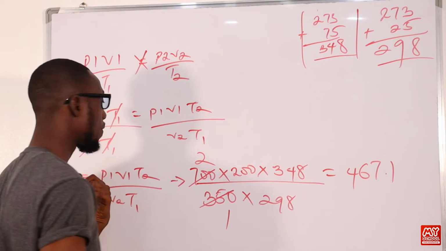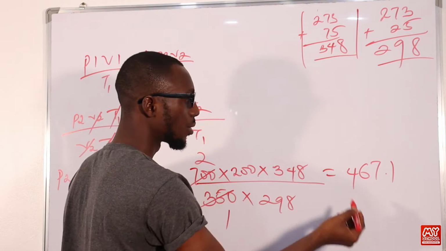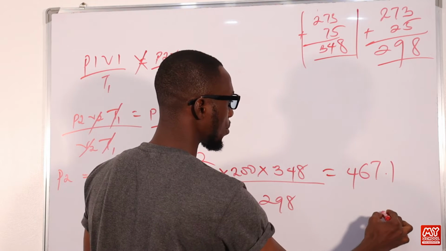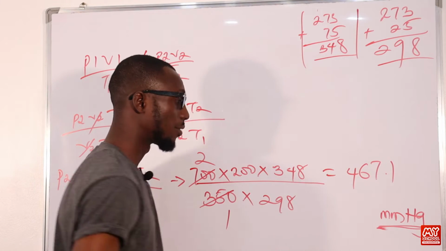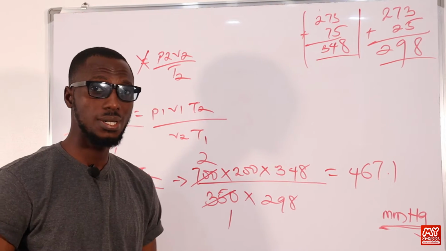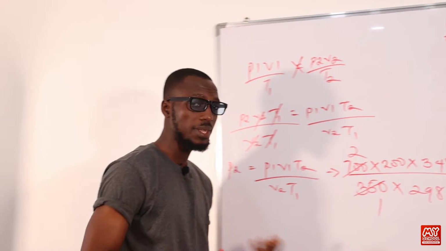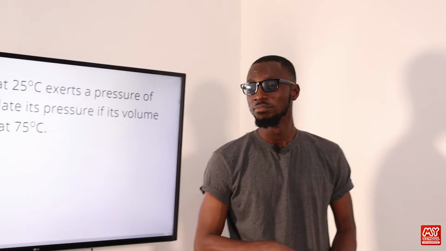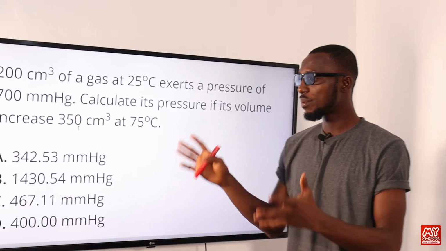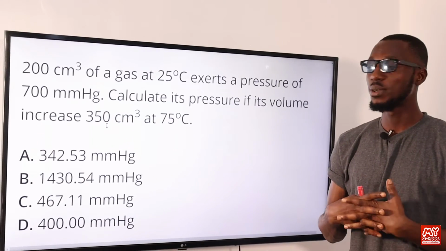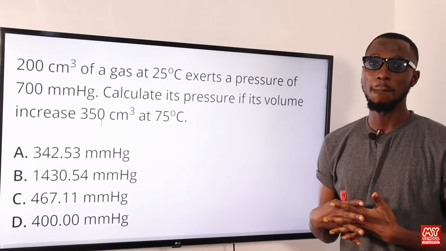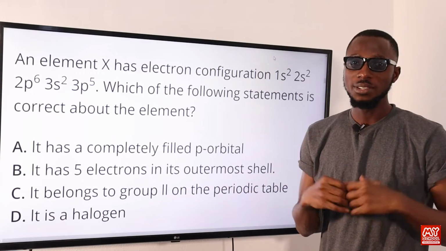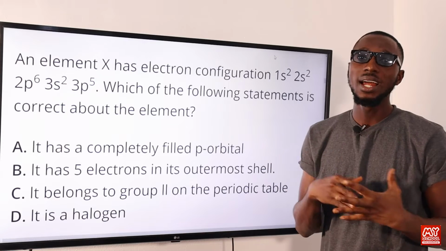Now we're actually looking for pressure. So the unit we'll be using so far is millimeter mercury. So we'll just watch out for something around 467 in the options provided. So let's go back to the screen and see if we can find something around that value. If you look through the options provided, you will find the correct option as option C, 467.11 millimeter mercury.